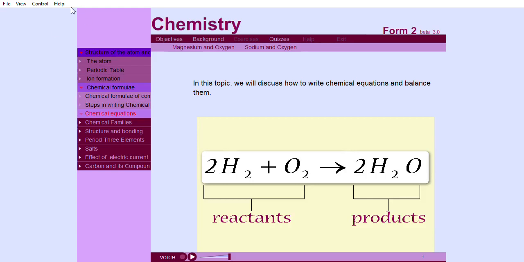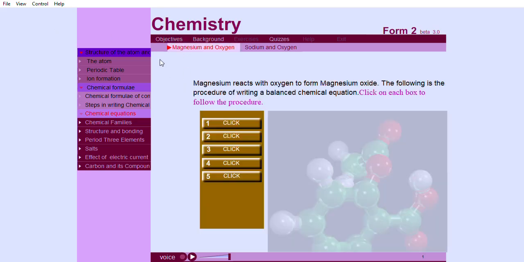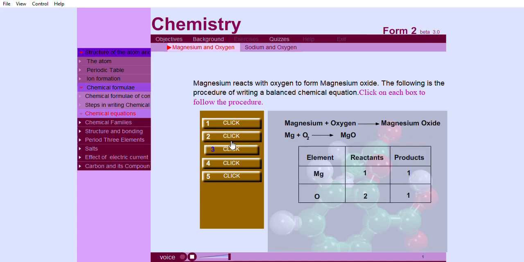In this topic, we will discuss how to write chemical equations and balance them. Magnesium reacts with oxygen to form magnesium oxide. The following is the procedure of writing a balanced chemical equation. Click on each box to follow the procedure. Write the correct word equation for the reaction. Write the correct chemical formula for each of the reactants and products. Balance the chemical equation by counting the number of atoms of each element in the reactants and in the products. Check whether they are equal.